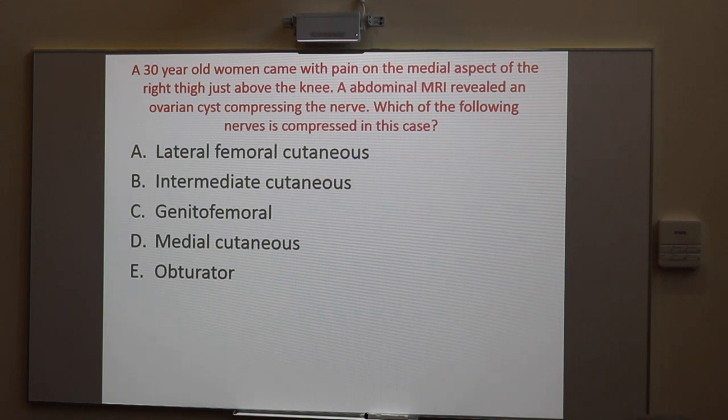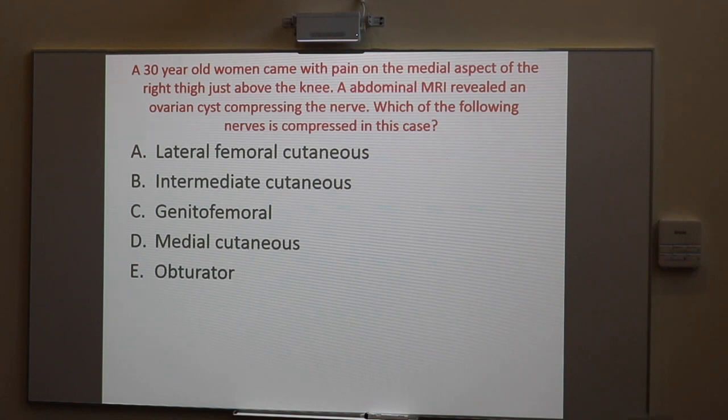Medial aspect. So which nerves supply the medial aspect of the thigh? Can somebody tell me which nerves supply the medial aspect of the thigh? Yes, obturator. Yes, medial cutaneous nerve of thigh.